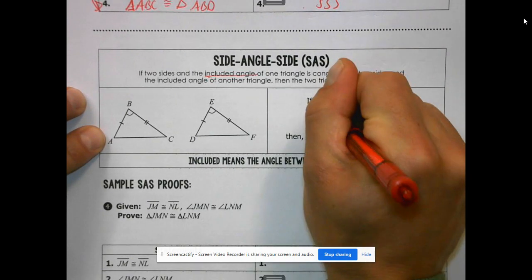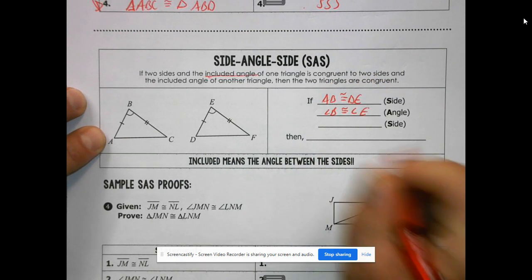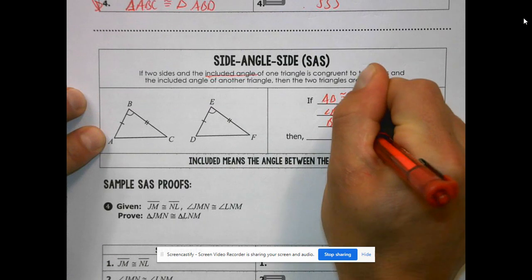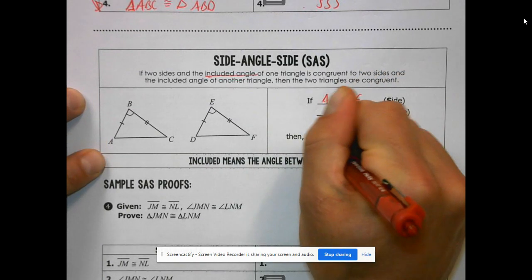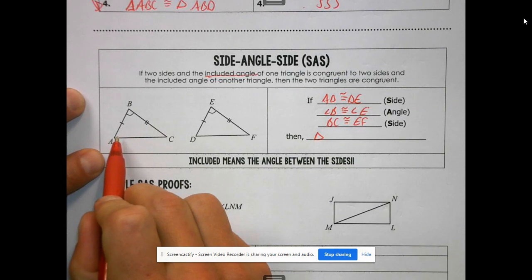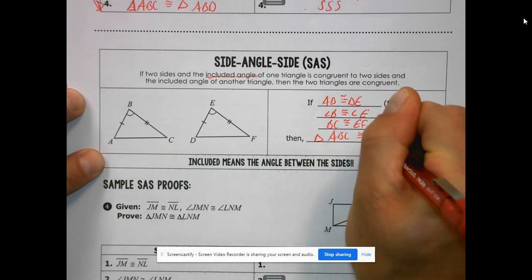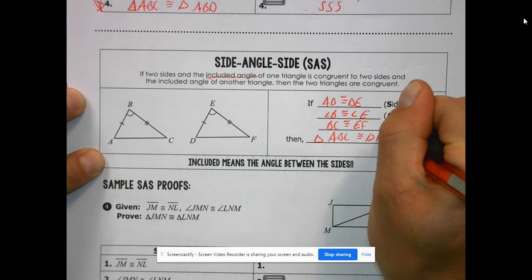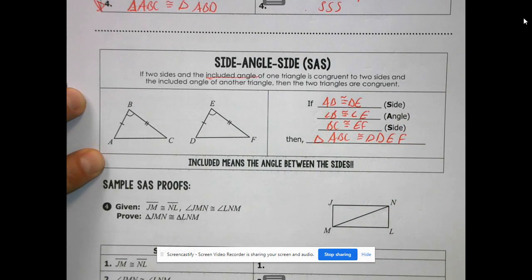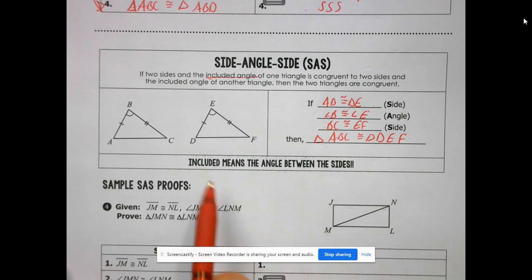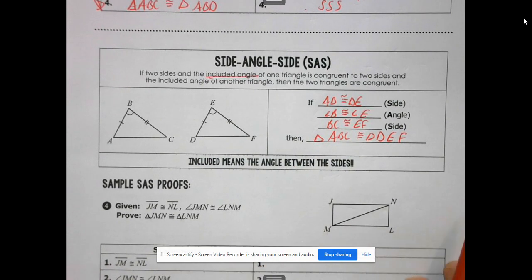Angle B is congruent to angle E. And side BC is congruent to side EF. Congruency statement: first triangle, any order you want. I'm going to go ABC. Match up your angles. A matches up with D, B to E, and C to F. Remember, included means the angle in between the sides. Don't forget that.